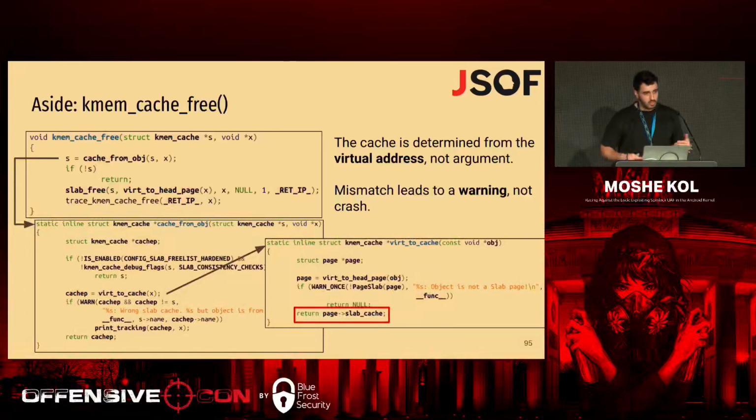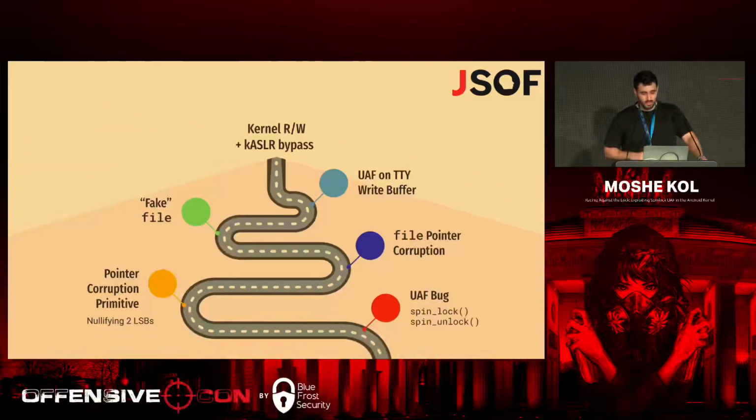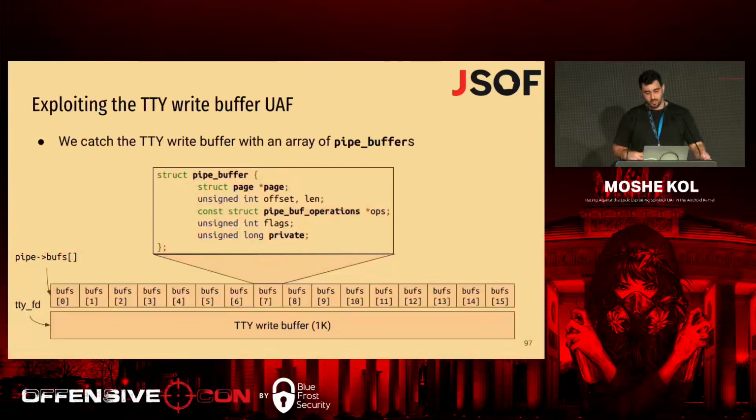And in case of a mismatch, the kernel just issues a warning and happily will return it to the kmalloc-1k cache slab. So at this point, we have a use-after-free on the TTY write buffer. With one more step, we will reach our ultimate goal. What we are going to do is reallocate this memory location with an array of pipe buffers.